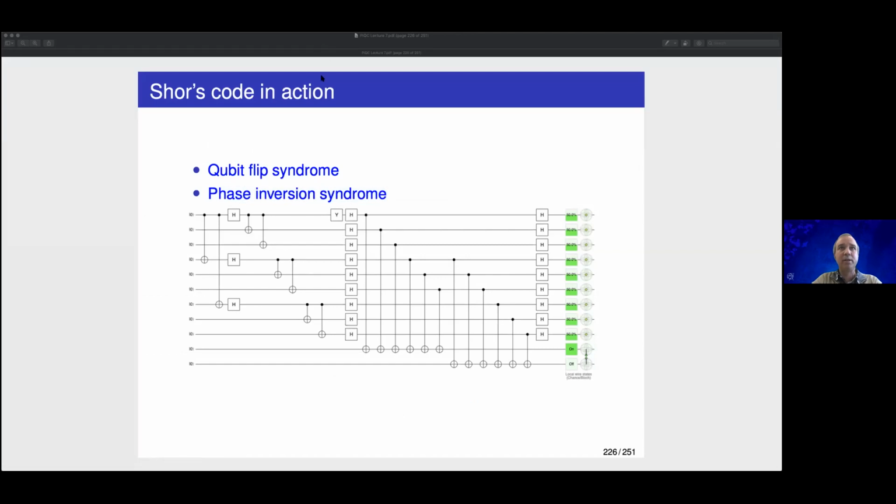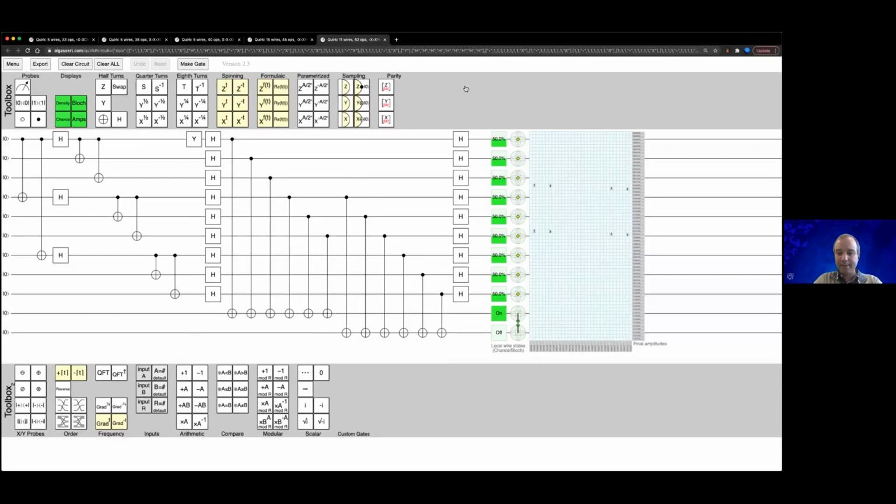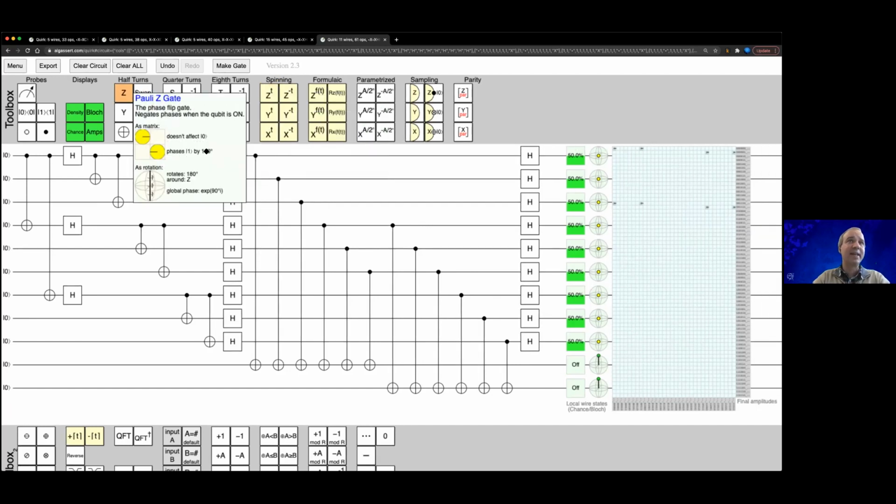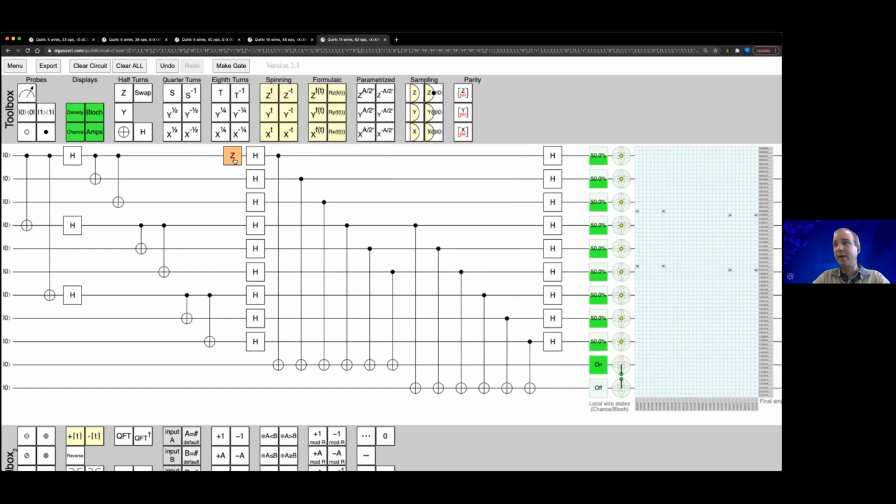And I need to change my browser again. Okay, so this is the circuit for measuring the phase inversion syndrome. And notice, I'm going to start with the set. Notice that here again, in this case, I have 3 qubits. These 3 qubits implement just one of the logical qubits of the code.